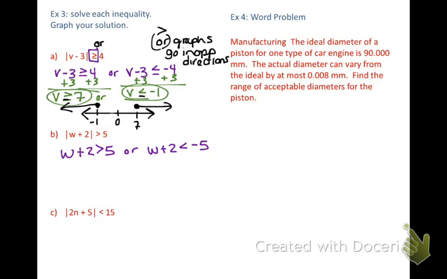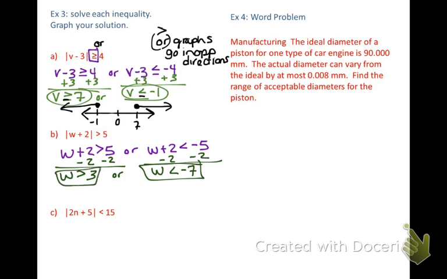And we are going to get the variable by itself. So I'm going to subtract 2 from both sides. So I have W is greater than 3, or subtract 2 from both sides, W is less than negative 7. So I have my two answers here. And now I'm going to graph them.